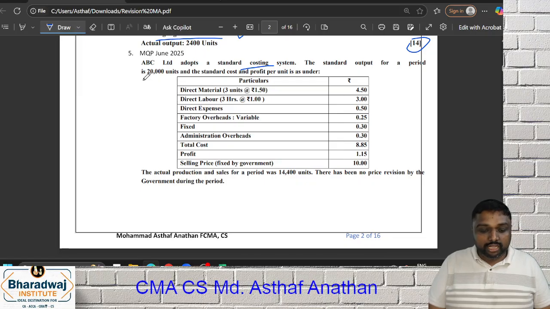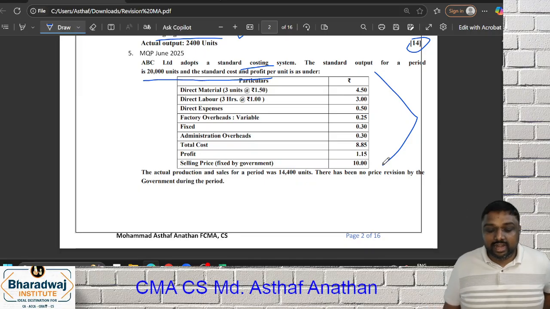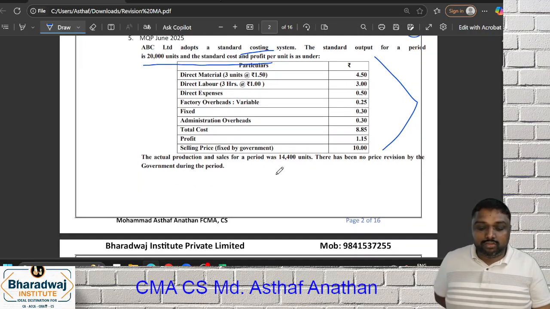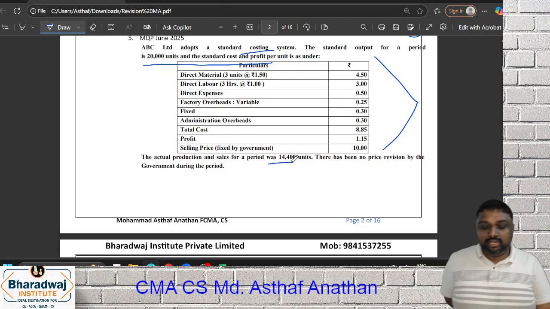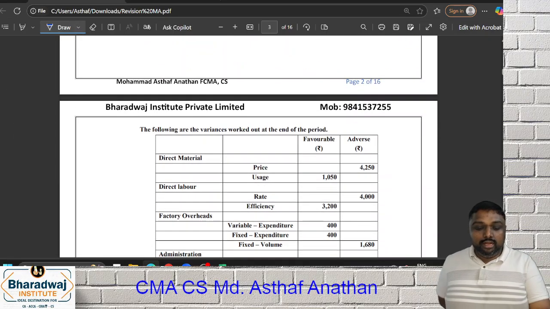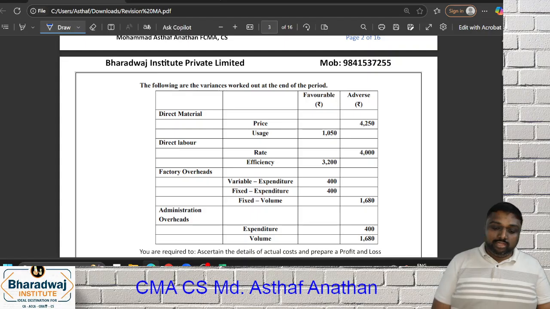Standard output for a period is 20,000. Standard data and profit is given. So this is the data for a standard. The actual production and sale for a period is what? 14,400 units. There has been no price revision by the government. So they have given the material price adverse, usage favorable.